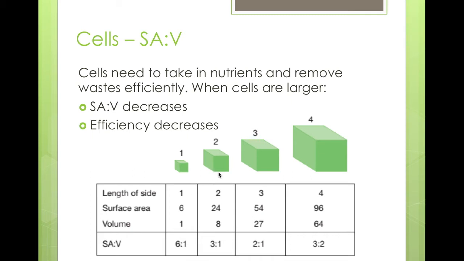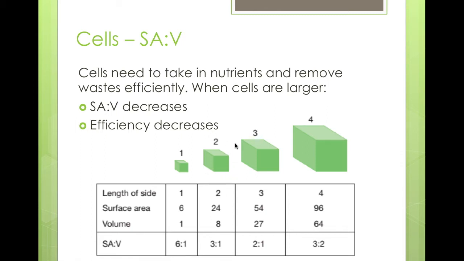Here you've got a cube that is now doubled in size in terms of its length, so instead of 1 unit, it is 2 units. You can calculate once again the surface area. 2 times 2 is 4, so this panel here is 4 centimeters squared. You've got 6 of them, so 4 times 6 is 24 centimeters squared. So the surface area of this cube now is 24 centimeters squared.